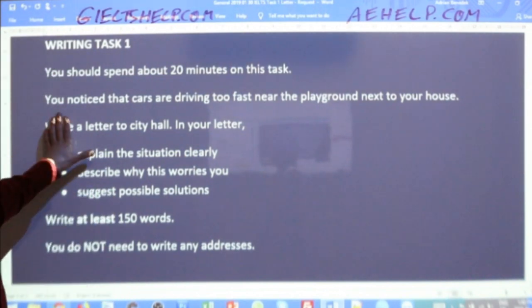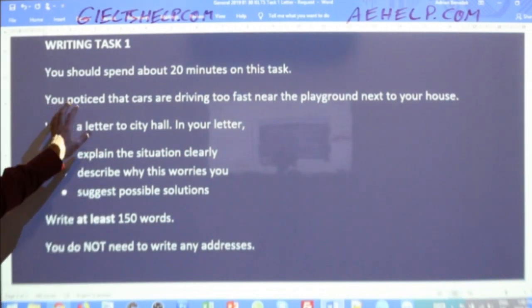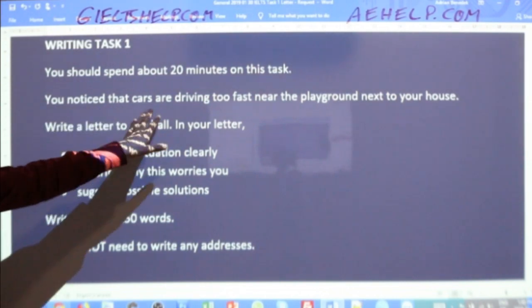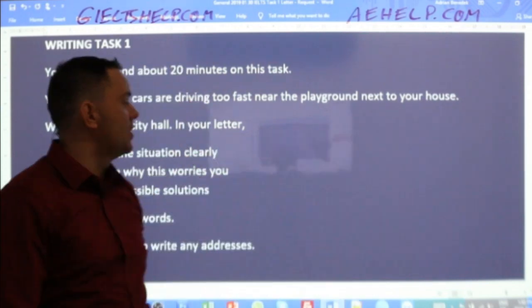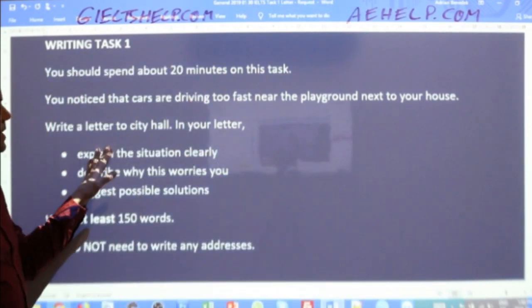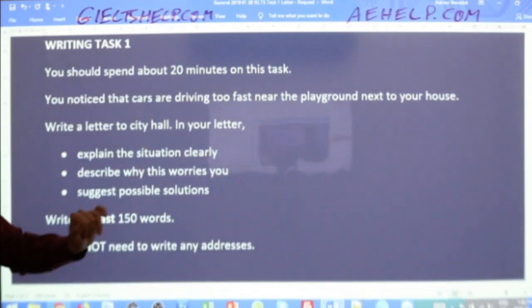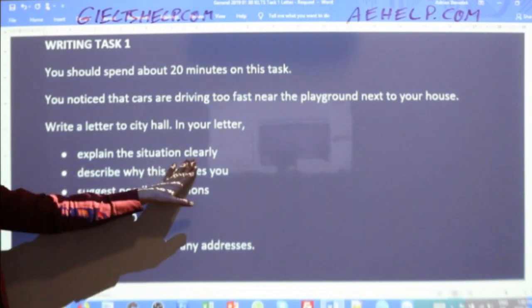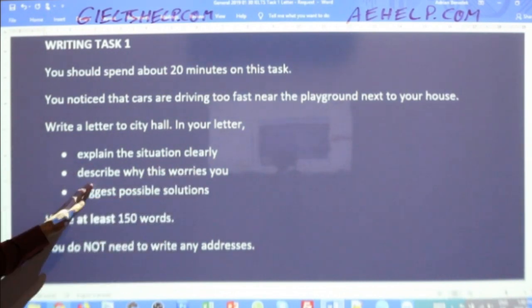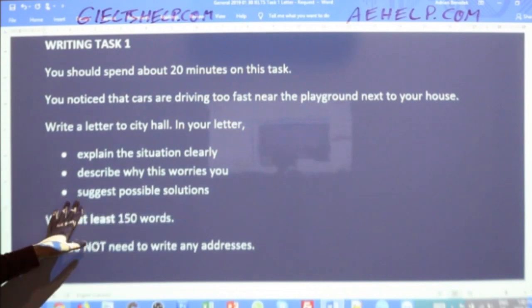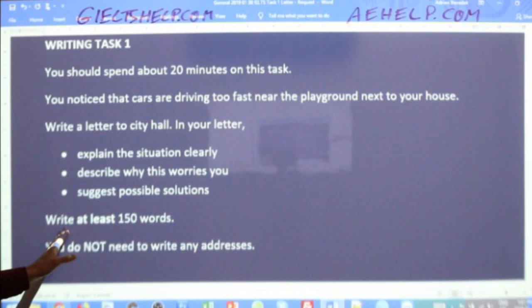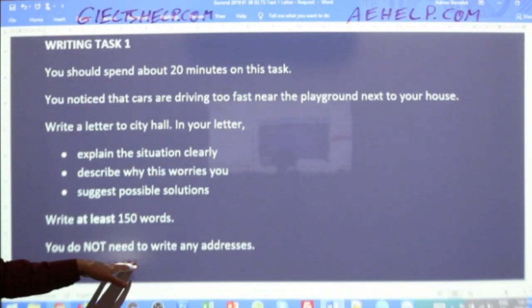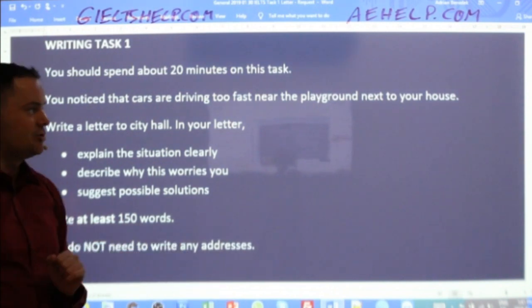You noticed, this is the question. First, it gives you a situation. You notice that cars are driving too fast near the playground next to your house. Write a letter to City Hall. In your letter, explain the situation clearly. Describe why this worries you. Suggest possible solutions. Write at least 150 words. You do not need to write any addresses.